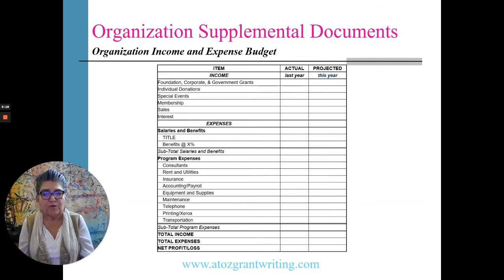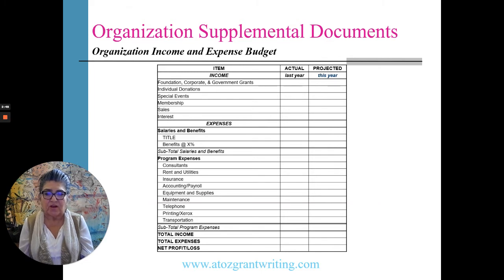Now we have the program expenses. Some of the line items that might be included in this are consultant expenses from last year and projected for this year, rent and utilities for last year and projected for this year, insurance, accounting and payroll, equipment and supplies, maintenance, telephone, printing and Xerox, and transportation. You may have other items that you will add to this list, which of course you're welcome to do. This is simply a sample to help you understand how to lay out your budget.